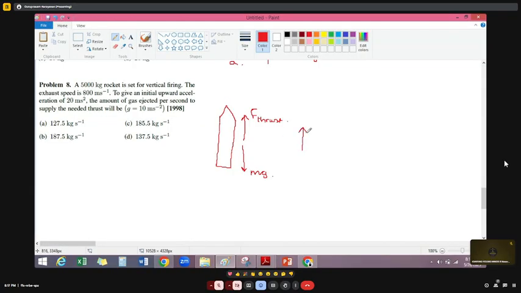An initial acceleration is given. Acceleration required is 20 meters per second square. Exhaust gas, I think it's given as 800. Sorry, I think I made a mistake. M dot is what is asked, and they are given the exhaust velocity. So they are given the exhaust speed as 800 meters per second.